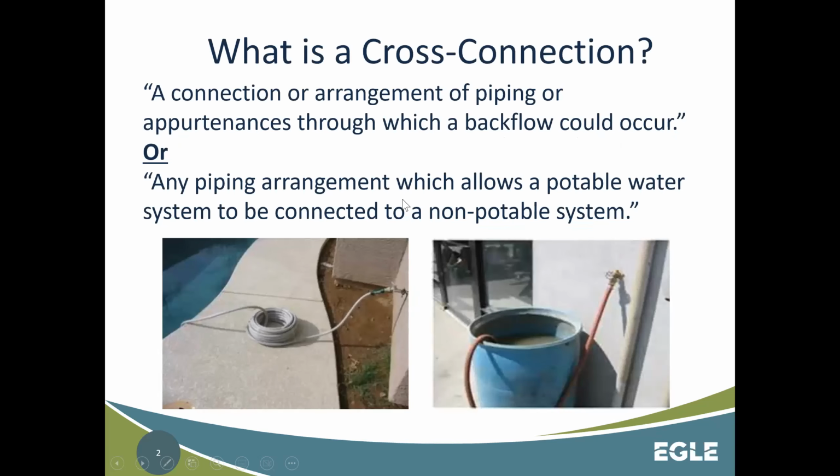So what is a cross connection? A cross connection is an arrangement or appurtenance of pipes that connect a potable source of water to a non-potable source of water. So what do we consider a non-potable source? We consider a non-potable source anything beyond a meter, typically, or anything beyond a service connection. And the reason we consider that non-potable is because we do not physically know the activities that are occurring within that residence, that commercial building, or that industrial building.